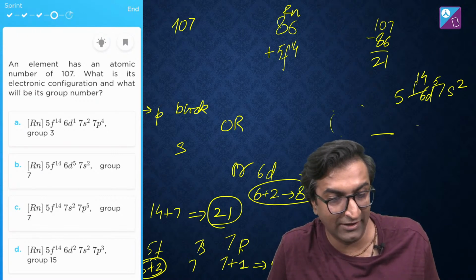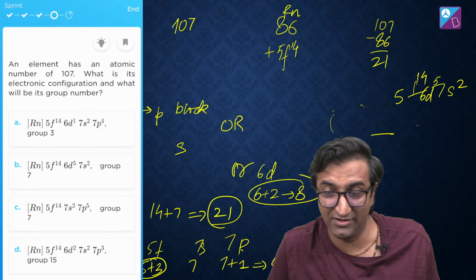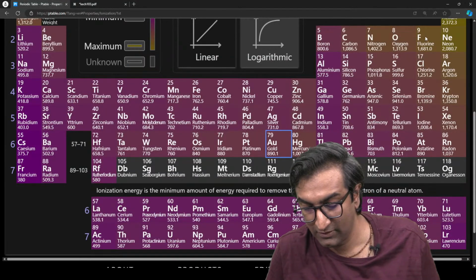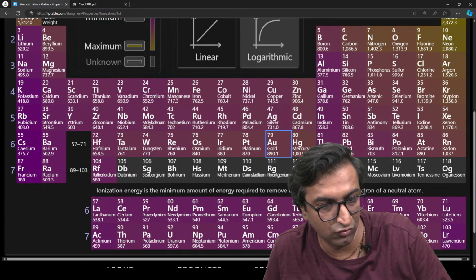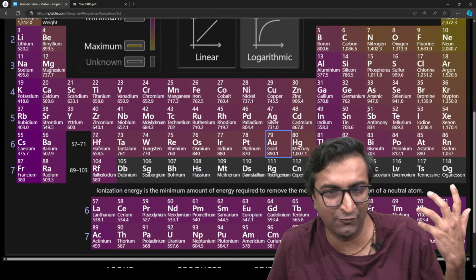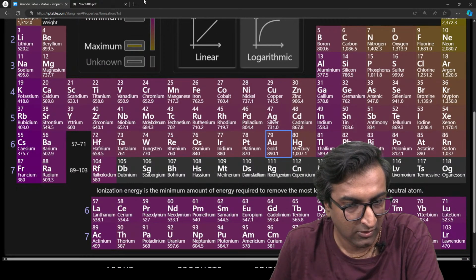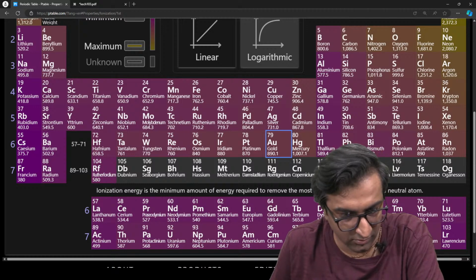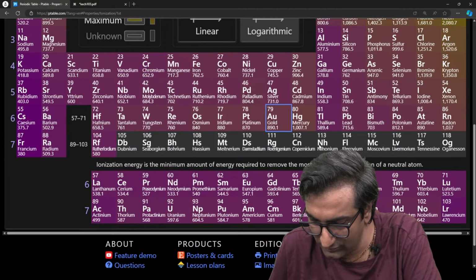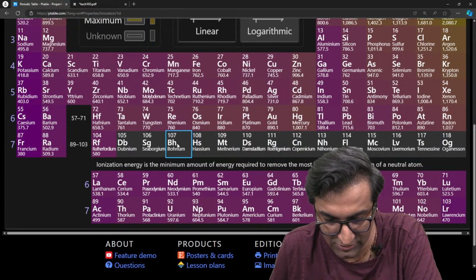103 is the last actinoid, then 4 more. Shoro, I like that logic. Let's go with that and see what happens here. 107. How to calculate quickly? This is a hard question. You have to have done enough of the periodic table to be able to do this. Okay, 107 is Bohrium.